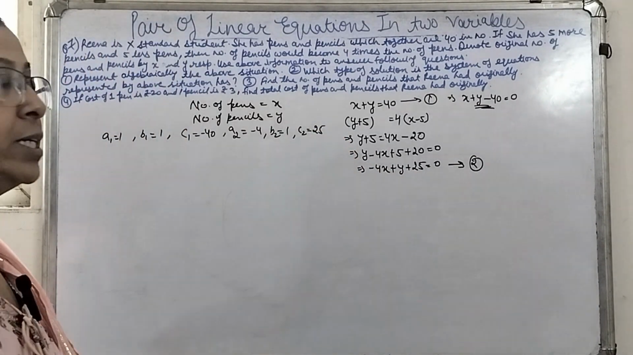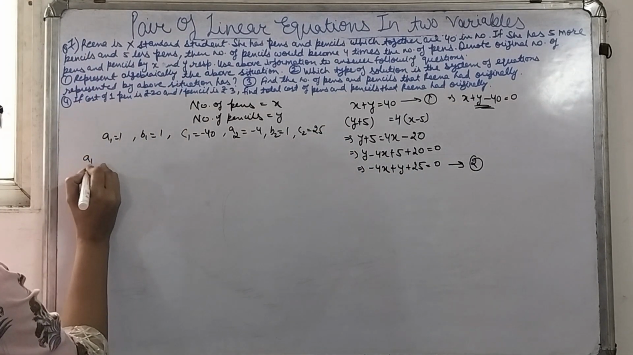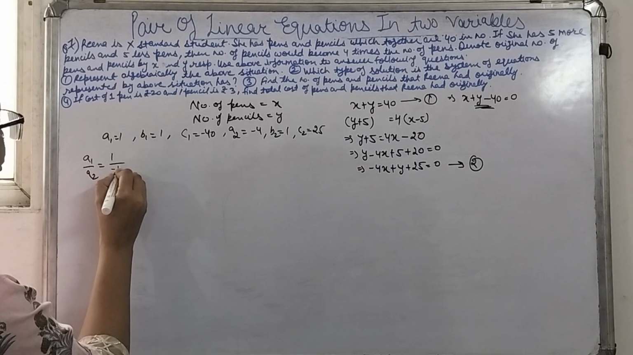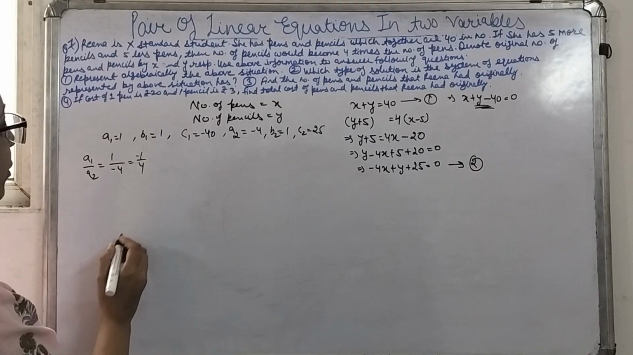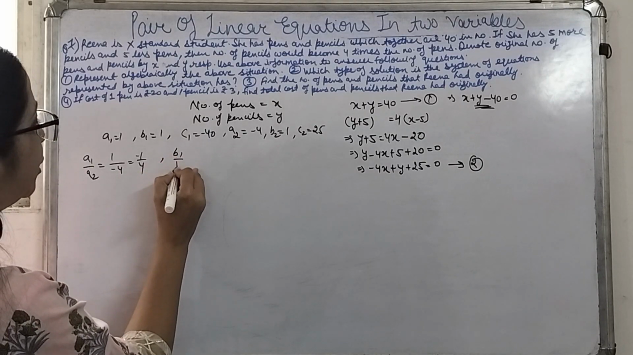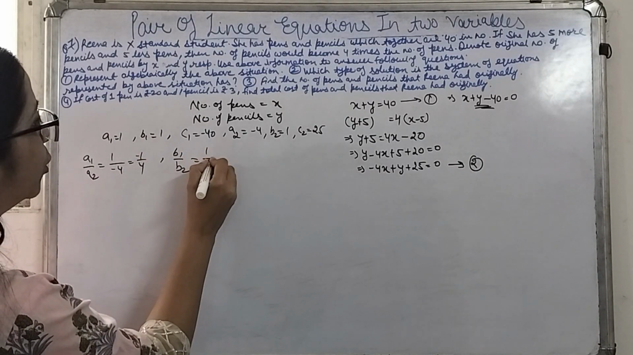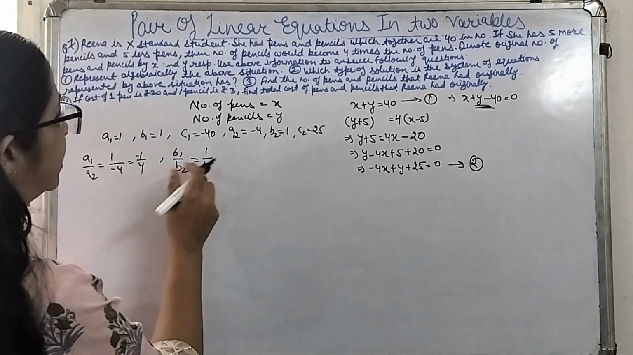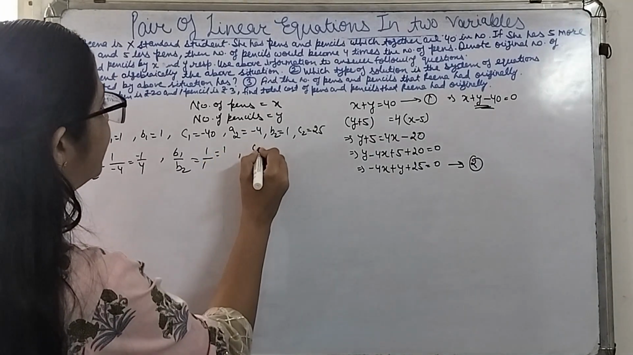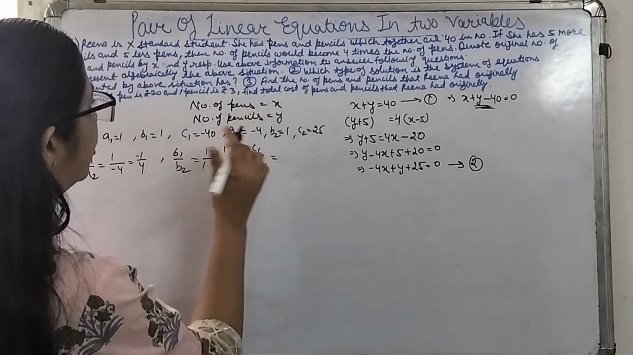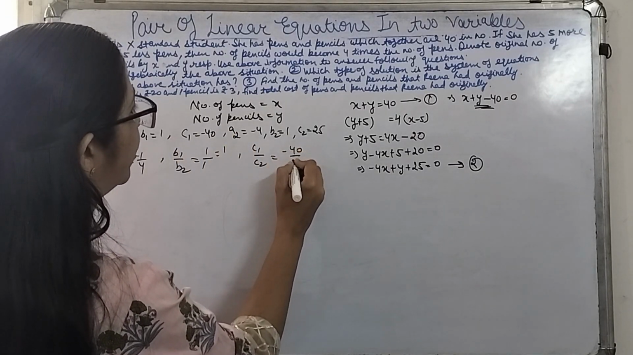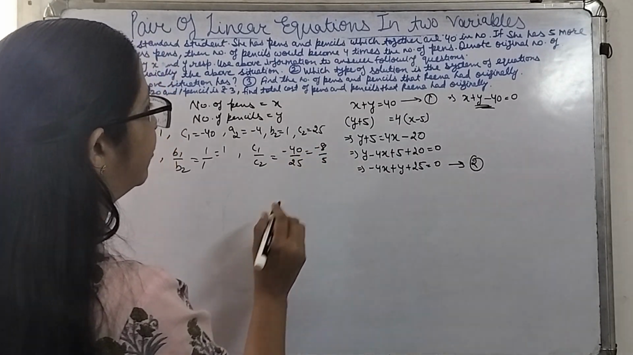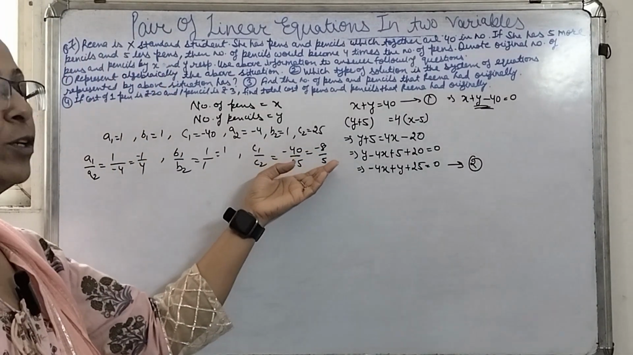Now, what we have to do is take the ratio of A1 over A2. It is 1 over minus 4, or you can say minus 1 by 4. Value of B1 over B2 is 1 over 1, that is 1 only. And value of C1 over C2 is minus 40 over 25. So 5 8s are 40, 5 5s are 25. So this will be the value of C1 over C2.